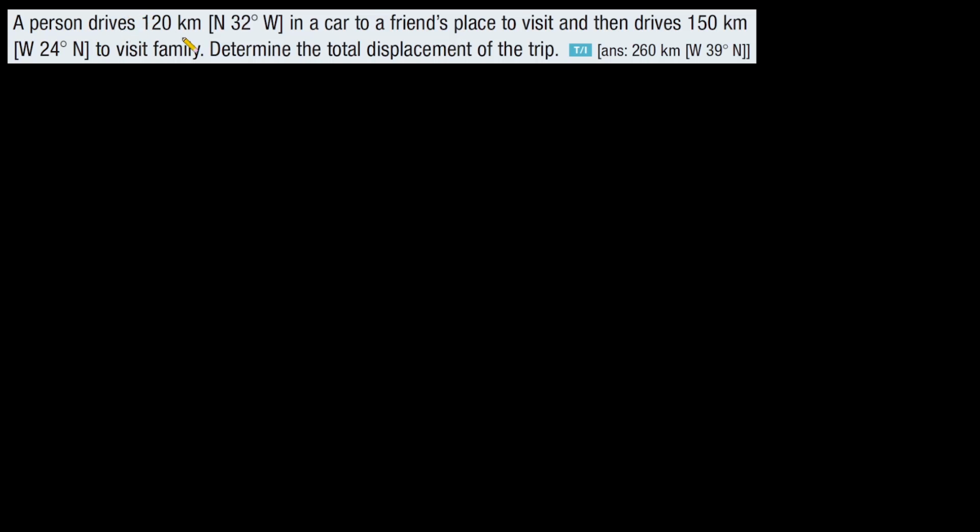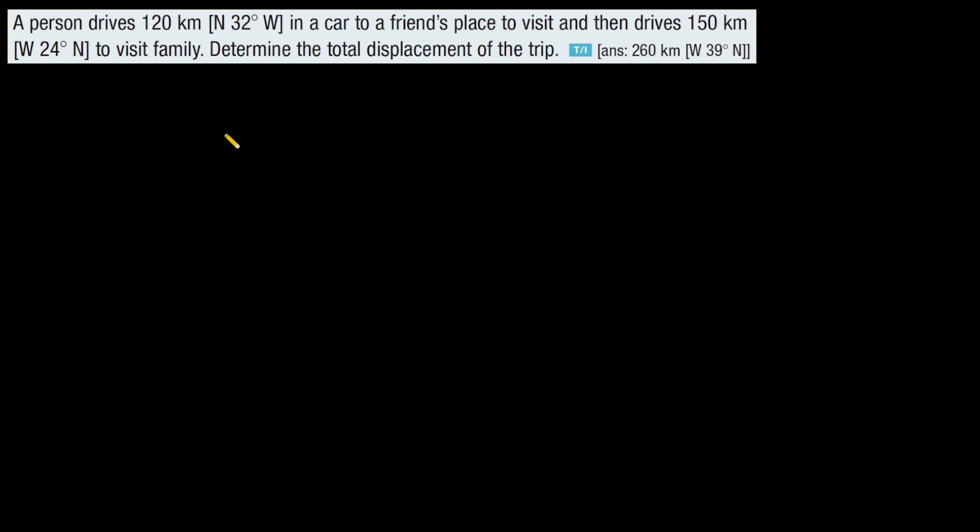Question. A person drives 120 kilometers north 32 degrees toward west in a car to a friend's place to visit, and then drives 150 kilometers west 24 degrees toward north to visit family. Determine the total displacement of the trip.